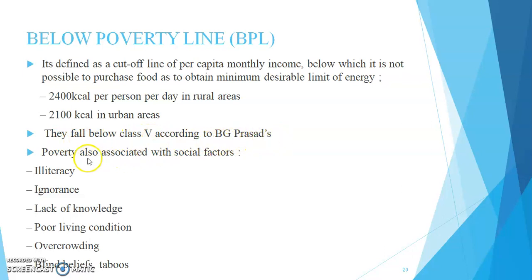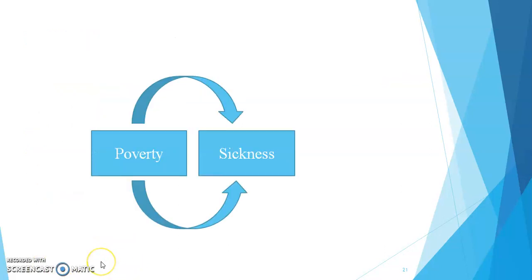Poverty is also associated with social factors, that is illiteracy, ignorance, lack of knowledge, poor living conditions, overcrowding, and blind beliefs and taboos. So poverty and sickness are interrelated, as you can see in this slide.